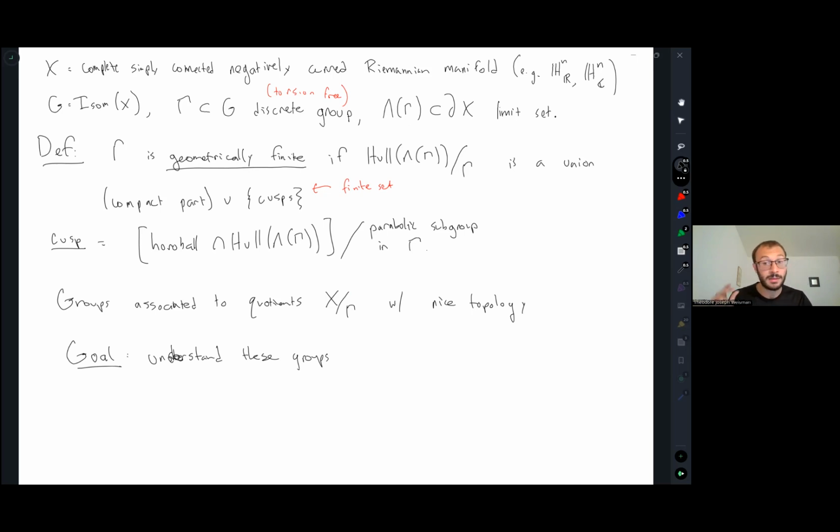And actually, the main thing that we want to be able to do is to give a recipe for constructing examples of new or interesting geometrically finite groups. And the main tool for both this talk and the next is going to be convergence group actions.